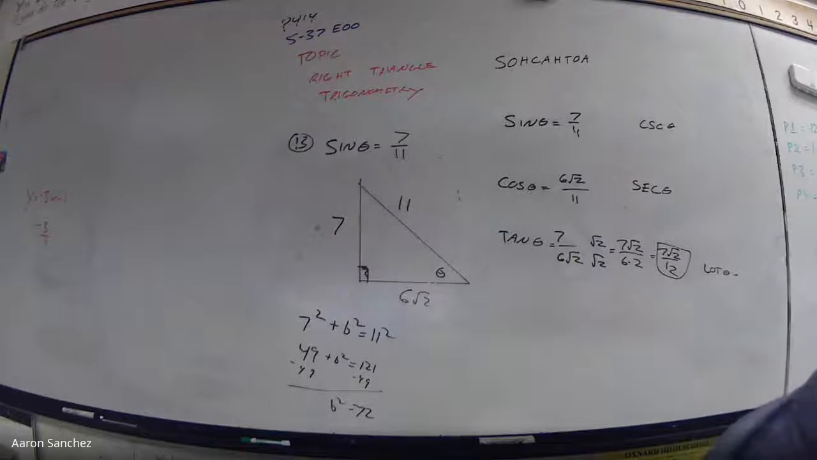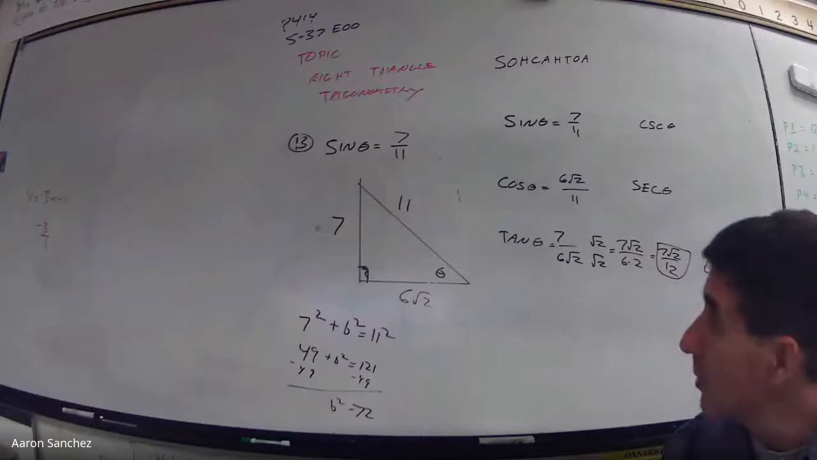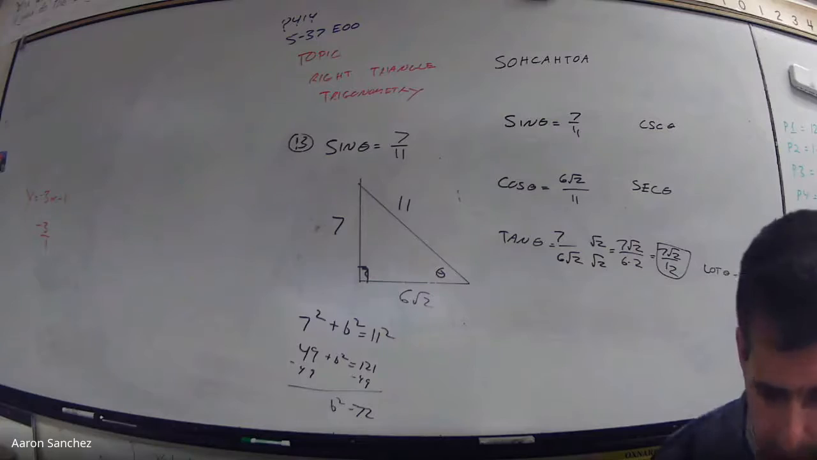All right, Sam Adams. Okay. Mr. Sanchez. Yeah. After class, can you show me how you turn root 72 into 6 root 2? Yes. Okay. Let's go with where are we at? That was 13. I think we're going to 21. Okay.